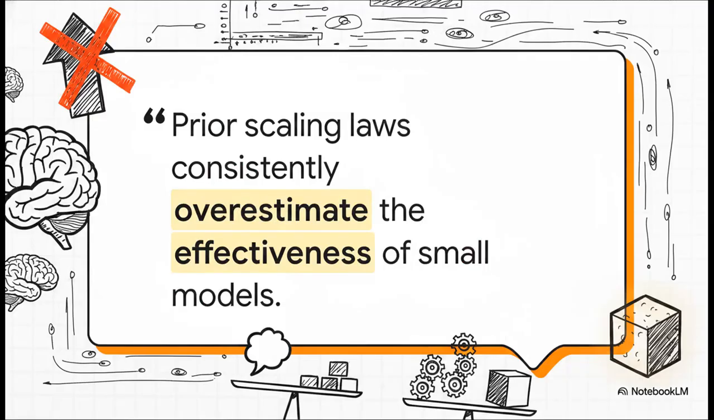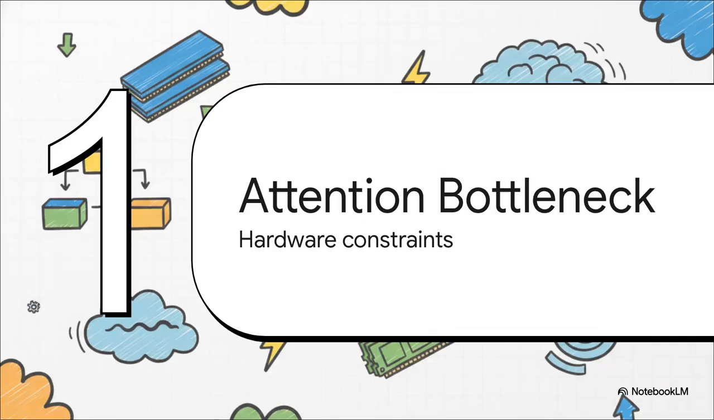The recent Kinetics research paper actually hit the nail on the head with this. They noted that prior scaling laws consistently overestimate the effectiveness of small models enhanced with inference time strategies. And as engineers, we really have to wake up to this reality. Small models are heavily penalized in production when you force them to do long reasoning tasks. But why exactly is that happening? Well, that brings us to Section 2, Diagnosing the Attention Bottleneck.